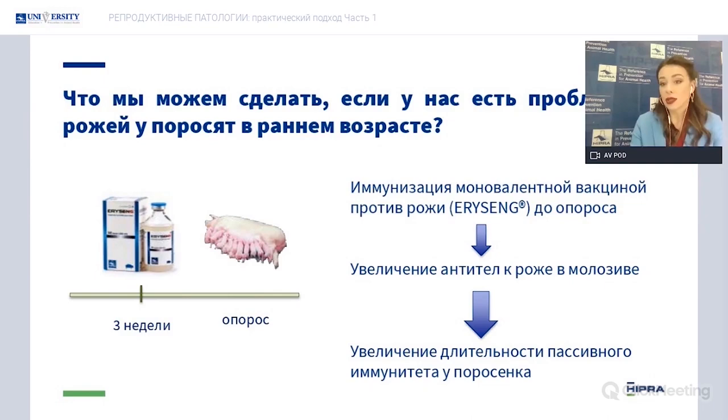И это не только в случае рожи и парвовируса, хотя рожа свиней довольно специфический антиген, нужно заставить организм свиньи вырабатывать на нее антитела, это правда. Так и в случае других патологий, где речь идет о гуморальном иммунном ответе.